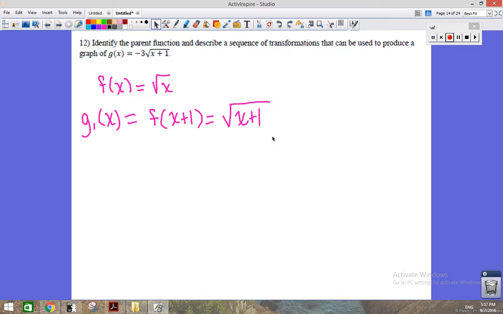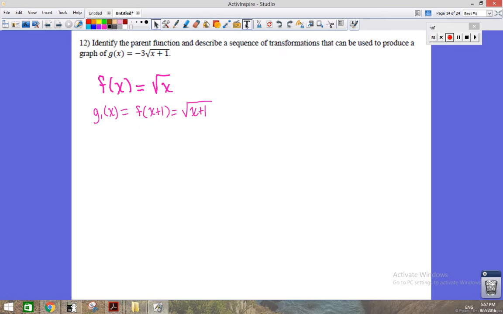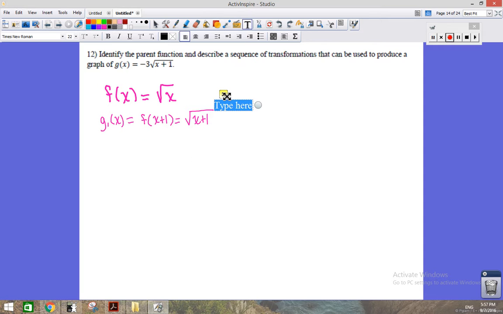So let's describe that transformation. To obtain the graph of what we're calling G1, we shift the graph of f, our parent function, our square root function, to the left 1 unit.